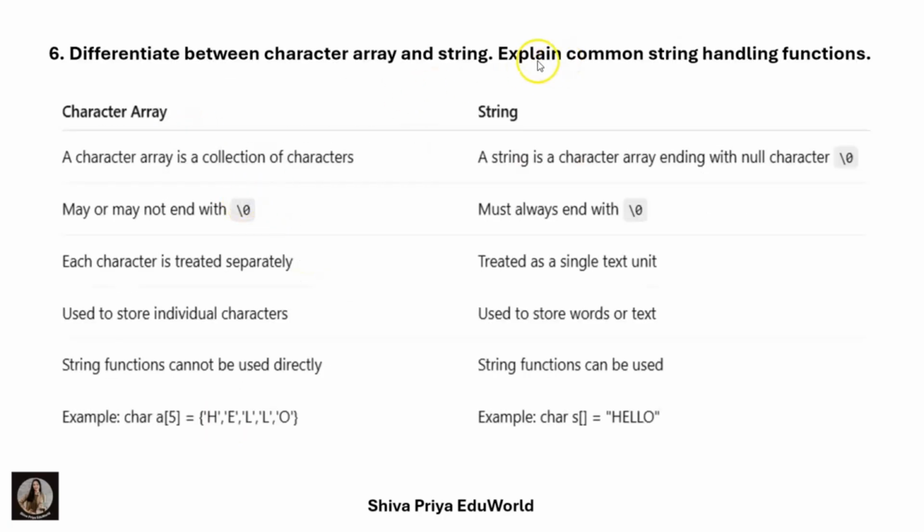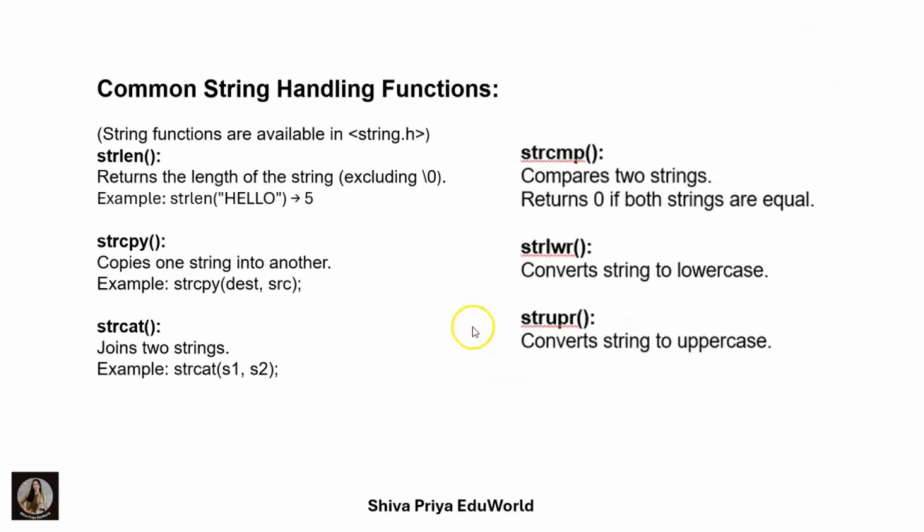They have asked one more thing, that is, explain common string handling functions. String functions can be used right here. Let us see what the string handling functions are: strlen, strcpy, strcat, strcmp, strlwr, strupr. These are all the string handling functions. strlen returns the length of the string, excluding the null character. For example, strlen of "hello" will return 5 because there are 5 elements inside the string.